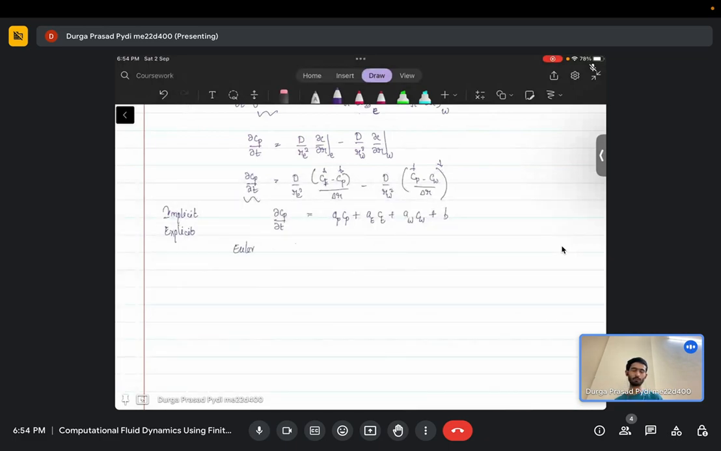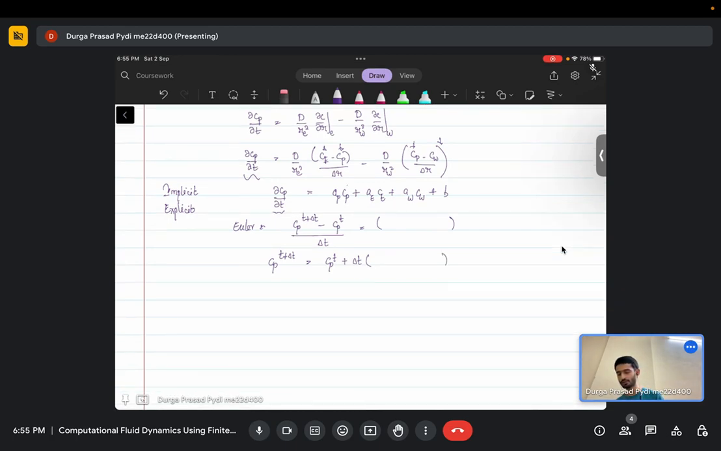In the Euler method, how we proceed is we just take this dou Cp by dou T as Cp calculated at T plus delta T minus Cp evaluated at T, by delta T, equals this entire expression over here. So you know the initial values, the C value throughout your domain, at T equal to 0. So at T plus delta T, you just get this as plus delta T times this entire term over here. So you know all these values for the initial time.